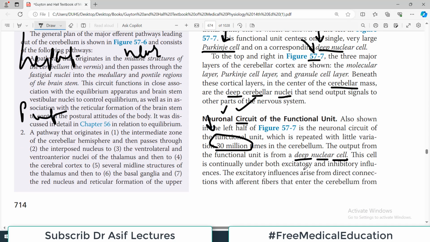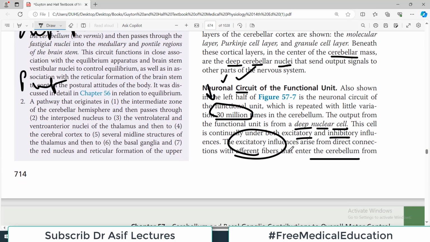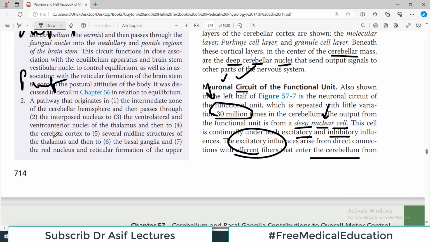This cell is continuous under both excitatory as well as inhibitory influences. The excitatory influences arise from direct connection with the afferent fibers that enter the cerebellum from the brain and the periphery, and the inhibitory influences arise entirely from the Purkinje cells in the cortex of the cerebellum. So it can be excitatory input, it can be inhibitory input, but सारे का सारा जो output है, that is going through this particular type of cell, which is known as the deep nuclear cell.